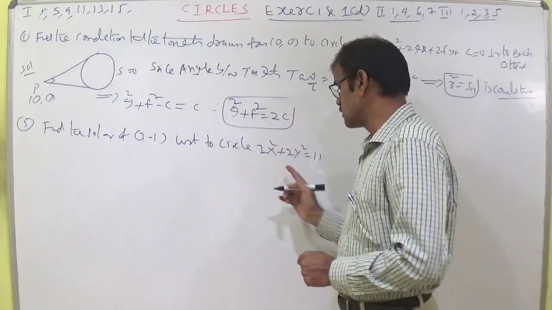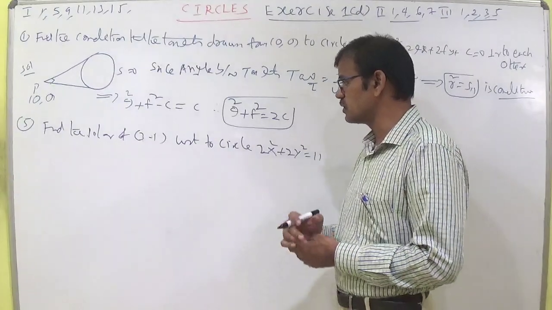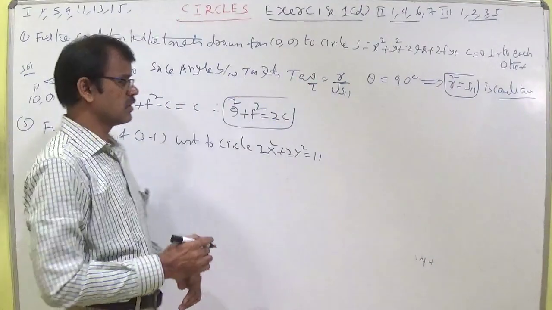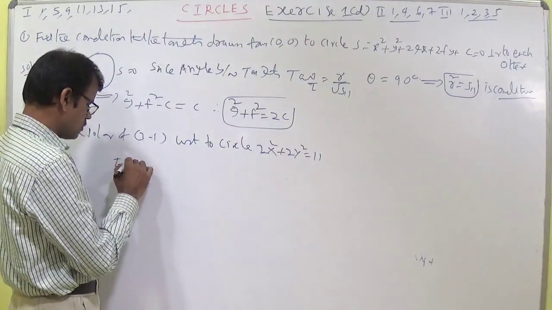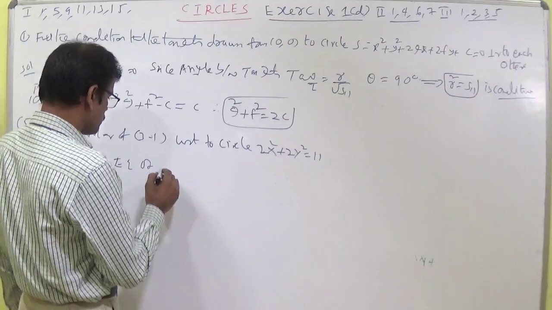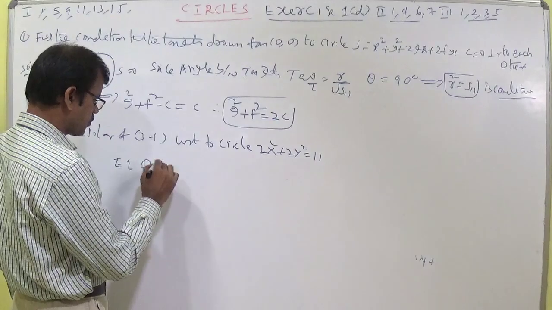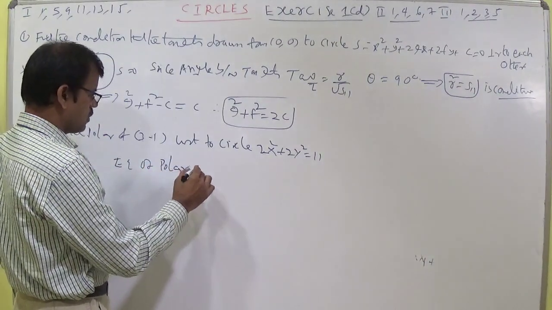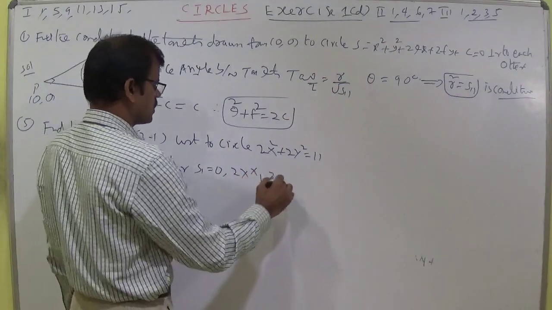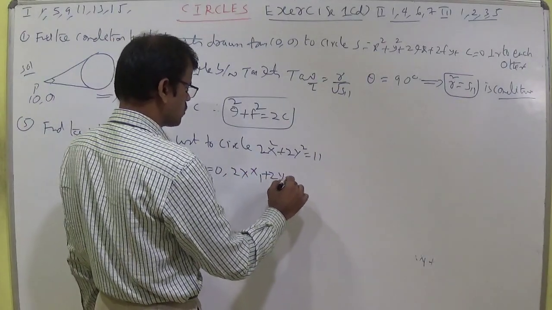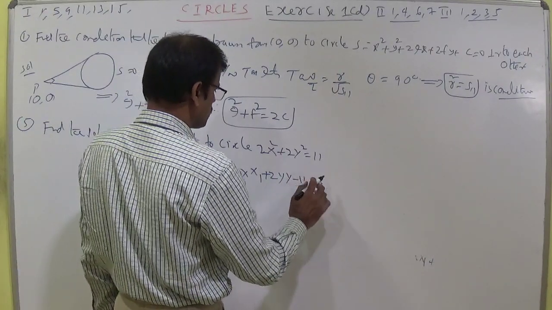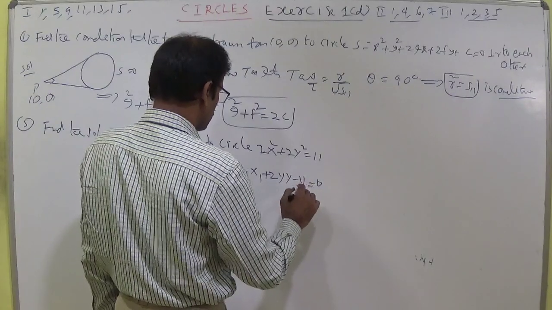Of course, whether you do standardization or not, you can get the polar using the formula S1 = 0 directly. If you do standardization, at last you should take the LCM. So now you write the equation of polar. The formula S1 = 0 is nothing but like this: 2x·x1 + 2y·y1 - r² = 0. So this is the notation.